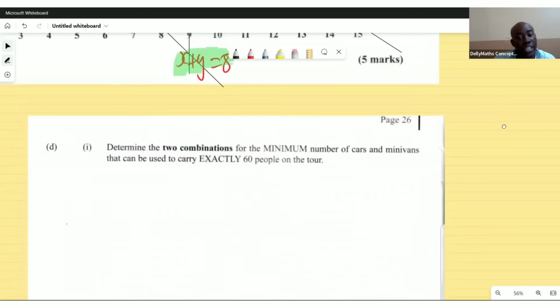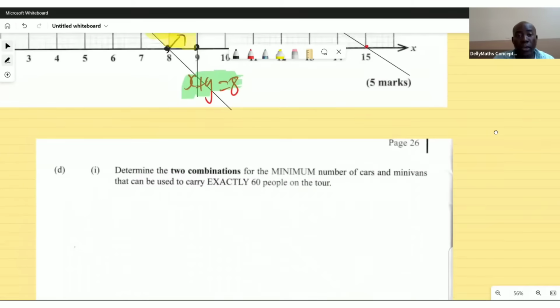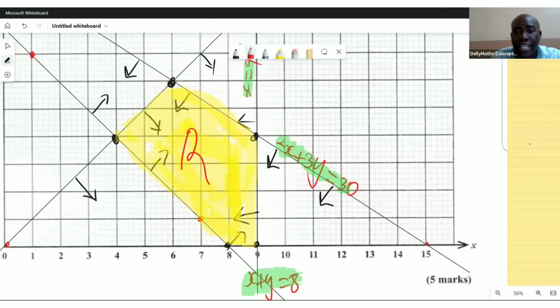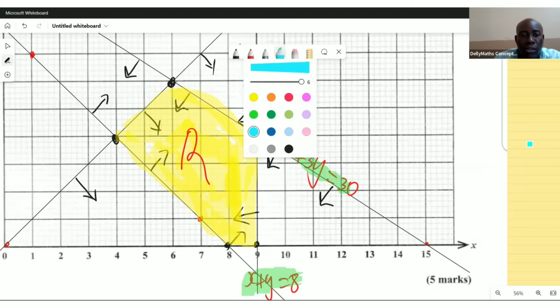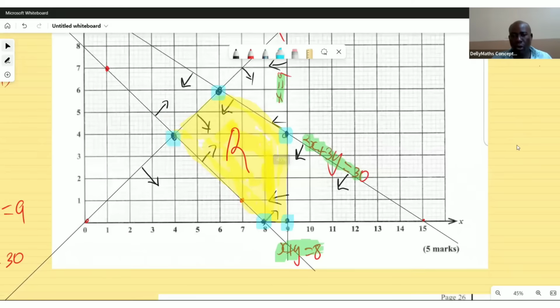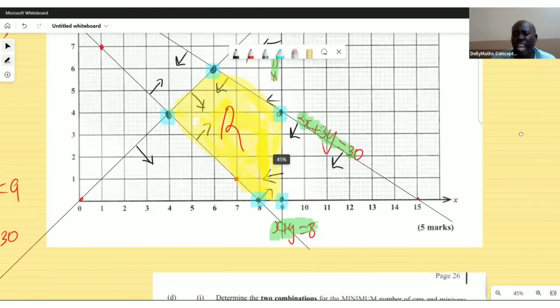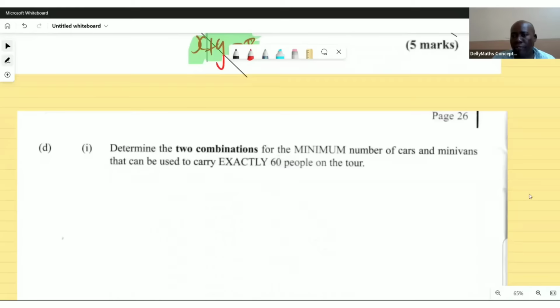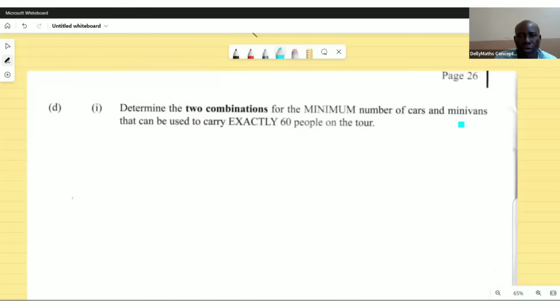So what you want to do is check these, because we're going to pick up the coordinates. I highlighted here so quickly to carry exactly 60 people. I can't guess it, but I definitely could say 4, 6, 9, 8, 9. Those are the coordinates that we're going to be using to check. Let me write all of them down quickly.